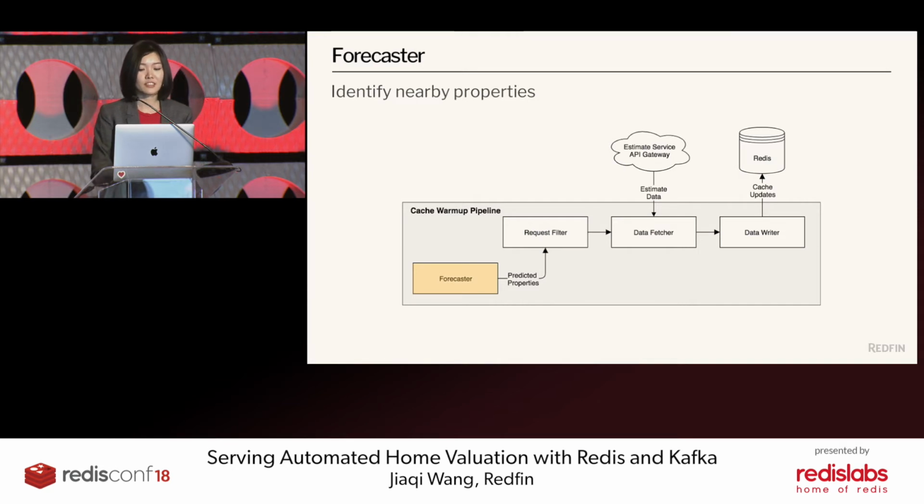The forecaster is responsible for identifying properties on the neighboring tiles and sending them to the downstream map. More specifically, it takes a list of property IDs, finds the bounding box of these IDs, and identifies the surrounding boxes of the box I just talked about. Then, for each box, it fetches all of the properties that are not currently on the market and sends them one by one to the downstream map.